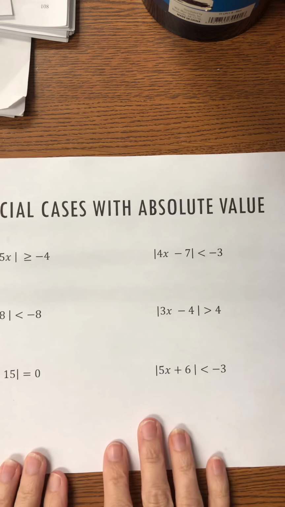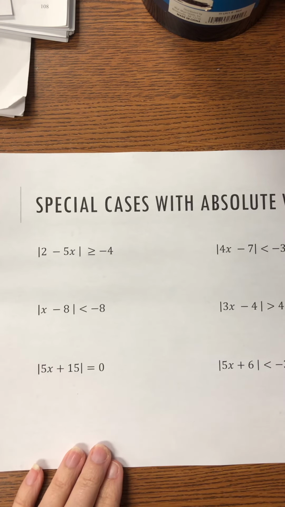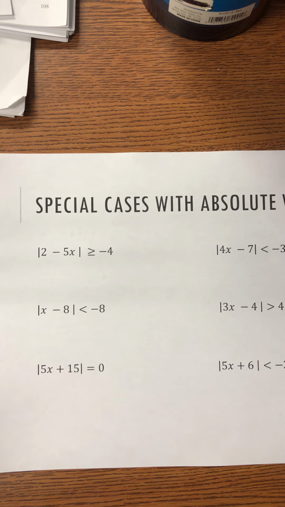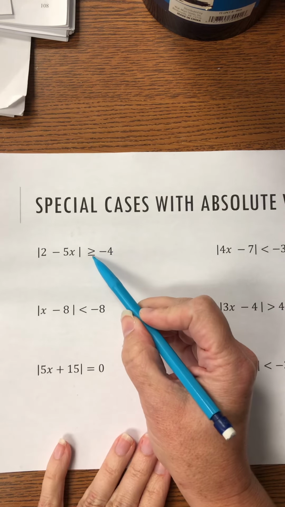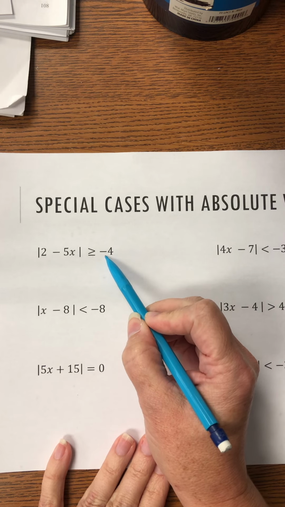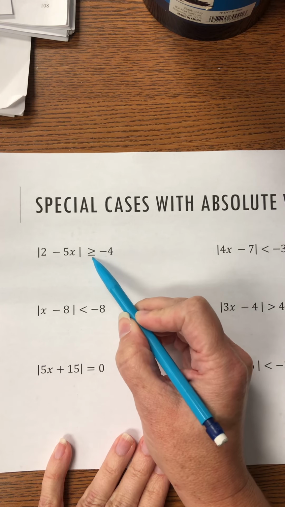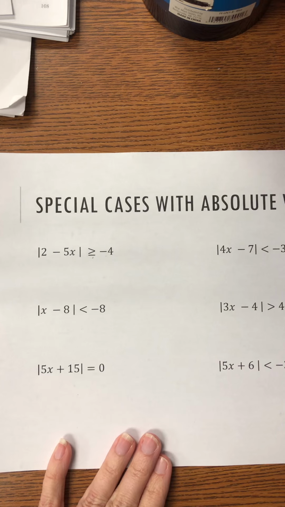So special cases with absolute value. When you have a special case with an absolute value, you are going to have a negative on the right side. Now, when we were solving equations, we know that we could not have a negative on the other side of the equals symbol. So when that happened, we just automatically knew it was no solution. But this is an inequality, so that's going to be a completely different story.